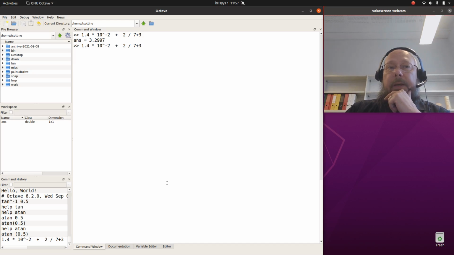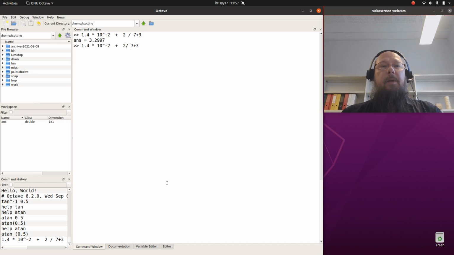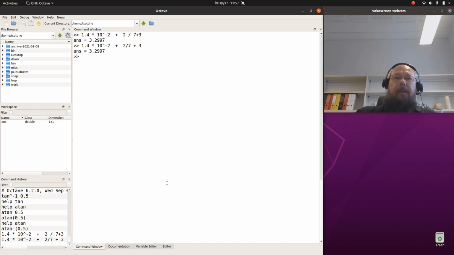So this here is the same as this. Let's try. Yeah, it's the same. And now you see already why this is different. So the 7 plus 3 has to be in the downstairs, so to say, of this division. So how do we put them there? Well, the obvious answer is, let's put parentheses there.